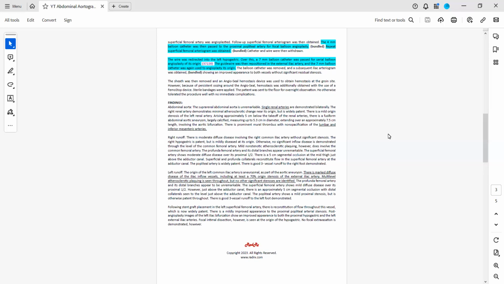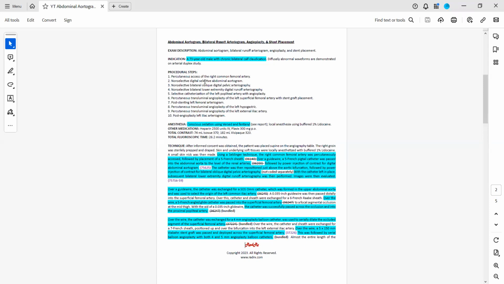to the iliac territory. So there it says the wire was redirected into the left hypogastric. Over this, a 7mm balloon catheter was passed for serial balloon angioplasty of its origin. And then it says the guide wire was then repositioned in the external iliac artery, and the 7mm balloon catheter was again used to angioplasty its origin. So this is where it's important to pay attention to the detail in the documentation, because if we go back to our procedure list over here, we see that this would indicate that we have two separate angioplasties occurring, one at the left hypogastric and then one at the left external iliac artery.